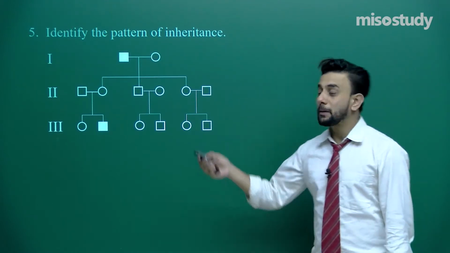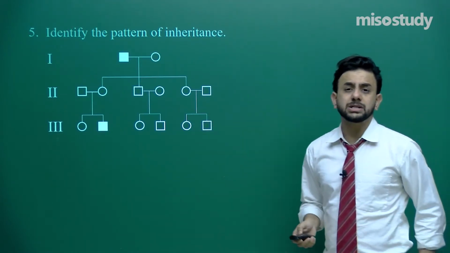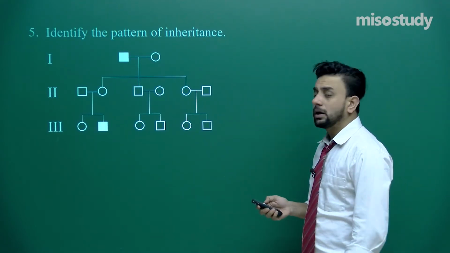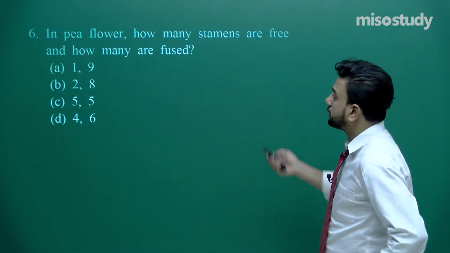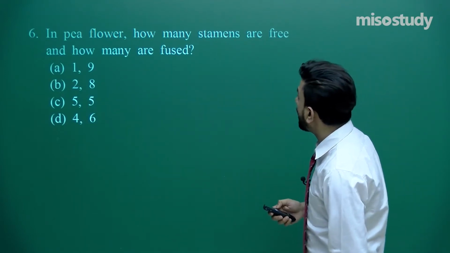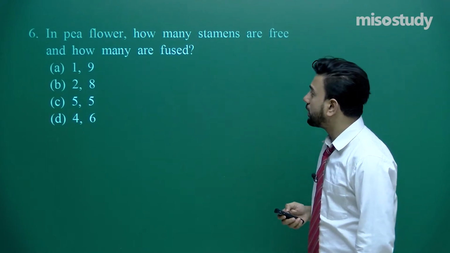Okay, jokes apart, we had done till the fifth question, the pedigree analysis. We move on, and not in terms of question I'm talking about. Move on. In pea flower, how many stamens are free and how many are fused?